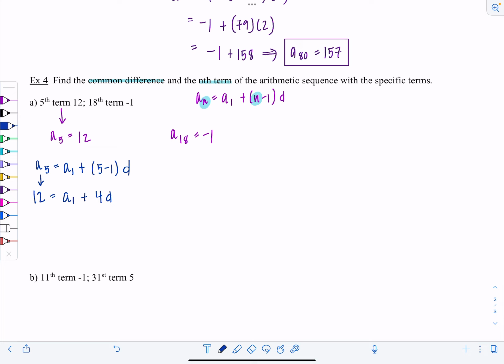There's 2 unknowns, right? A1 and d. And I only have one equation at the moment. So that's why we're going to work with the other piece of info that they gave us, and then we'll be able to solve for our 2 missing variables here.